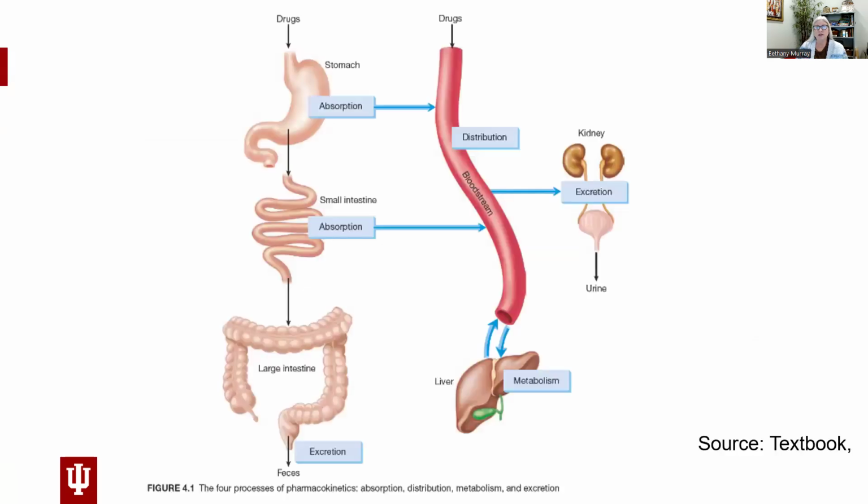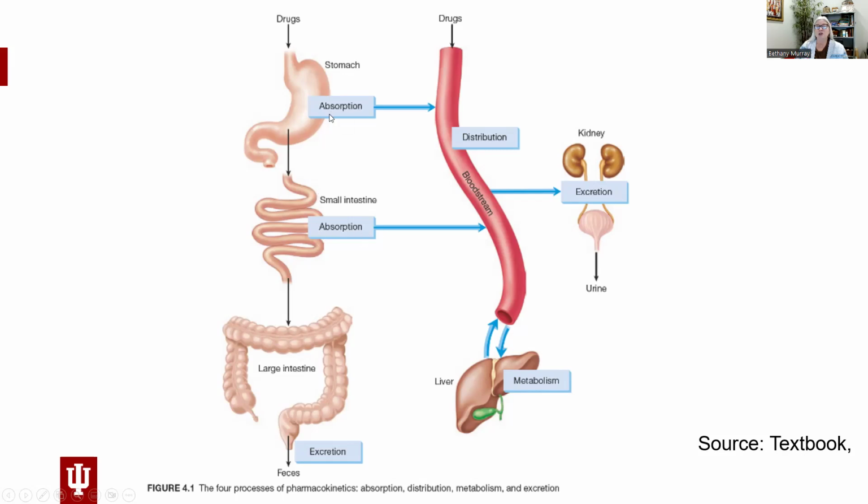So let's look briefly at this illustration. This shows us an example. We ingest a medication or a drug. It first goes into the stomach, where absorption will begin, but most absorption will actually happen further down into the small intestine.